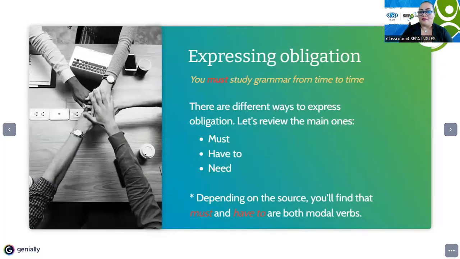Expressing obligation. For example, you must study grammar from time to time. It's an obligation, it's something that you are obliged to do. It's mandatory, it's necessary that you do it. There are different ways to express obligation. Let's review the main ones. Must, have to, need. Depending on the source, you'll find that must and have to are both modal verbs.